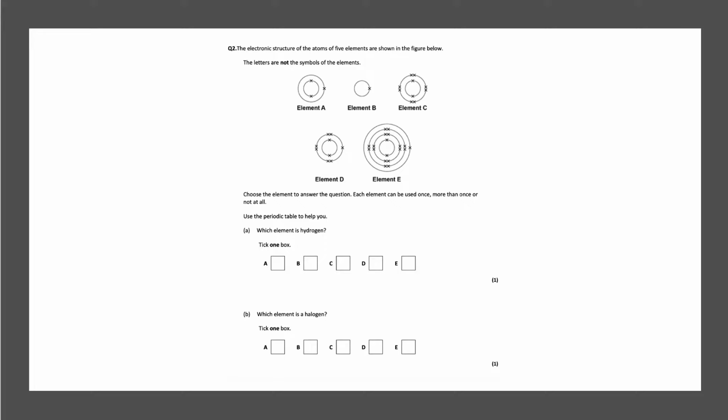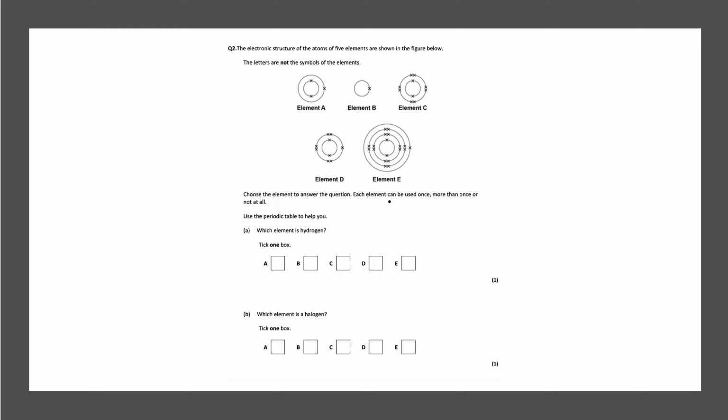The first question states, the electronic structure of the atoms of 5 elements shown in the figure below. The letters are not the symbols of the elements. So these are the 5 elements A, B, C, D and E. Choose the elements to answer the question. Each element can be used once, more than once, or not at all. Use the periodic table to help you.